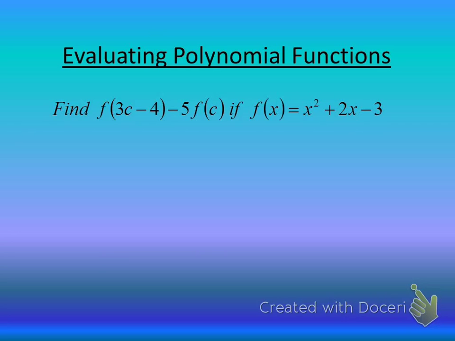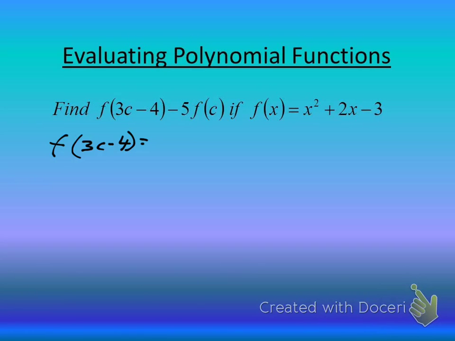Same process holds true. Now, I do suggest you split this problem up into two parts. The first part being f of 3c minus 4, the second part being 5 f of c. We'll get there, okay? All right, so f of 3c minus 4.